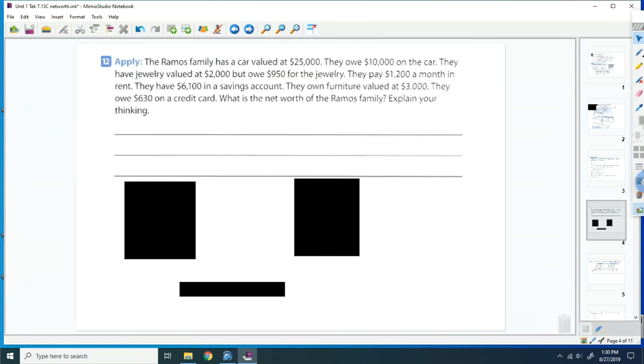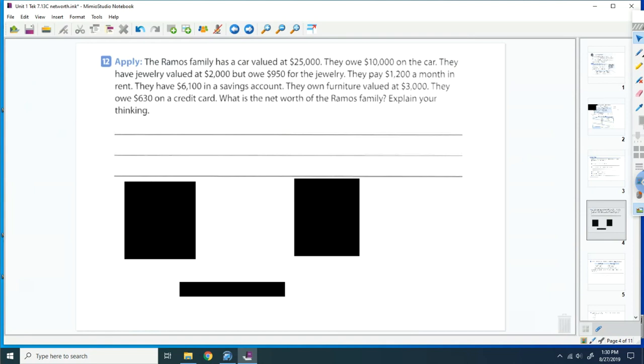The Ramos family has a car valued at $25,000. They owe $10,000 on the car. They have jewelry valued at $2,000 but owe $950 for the jewelry. They pay $1,200 a month in rent. They have $6,100 in a savings account, and they own furniture valued at $3,000. They owe $630 on a credit card. What's the net worth of the Ramos family?